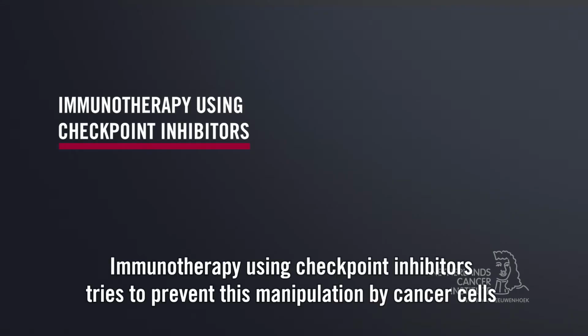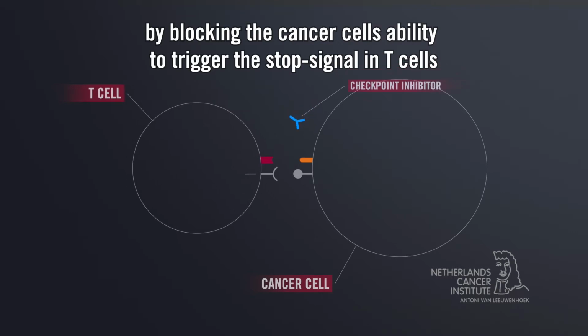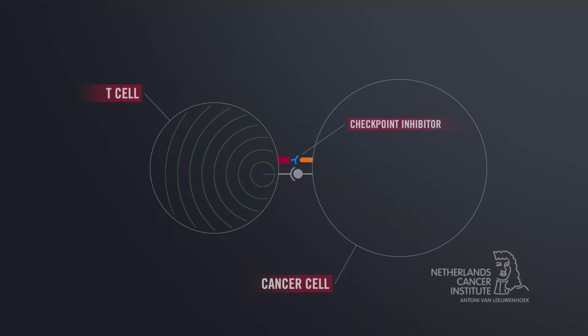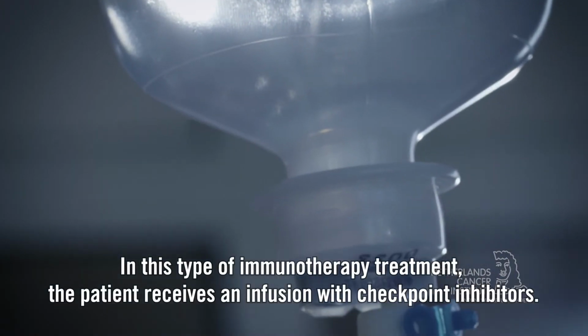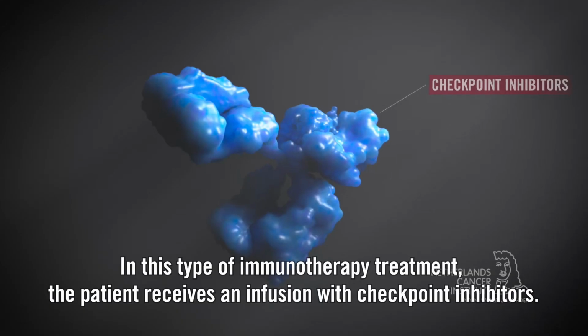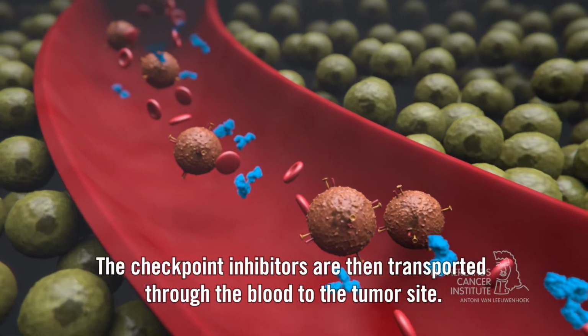Immunotherapy using checkpoint inhibitors tries to prevent this manipulation by cancer cells by blocking the cancer cell's ability to trigger the stop signal in T cells. In this type of immunotherapy treatment, the patient receives an infusion with checkpoint inhibitors. The checkpoint inhibitors are then transported through the blood to the tumor site.